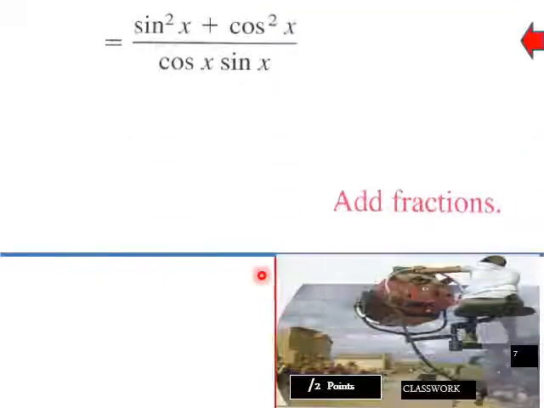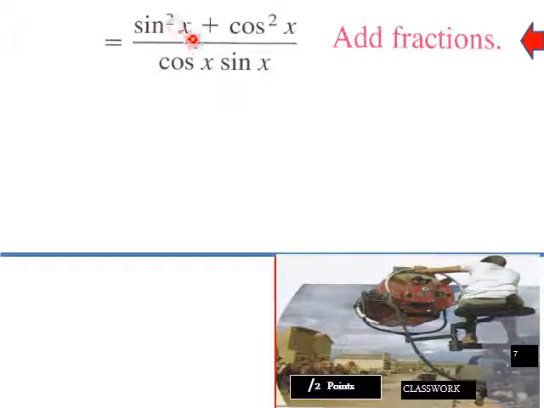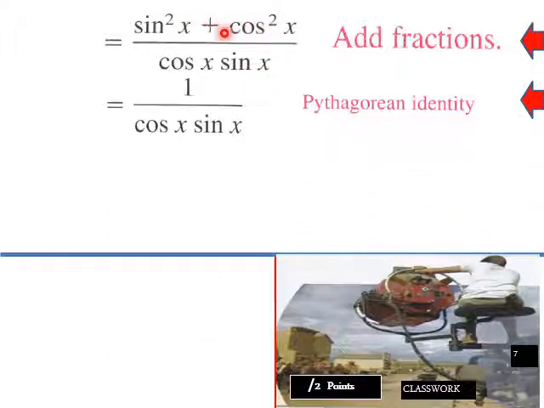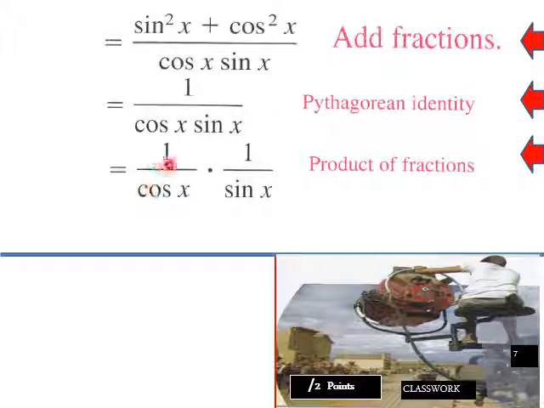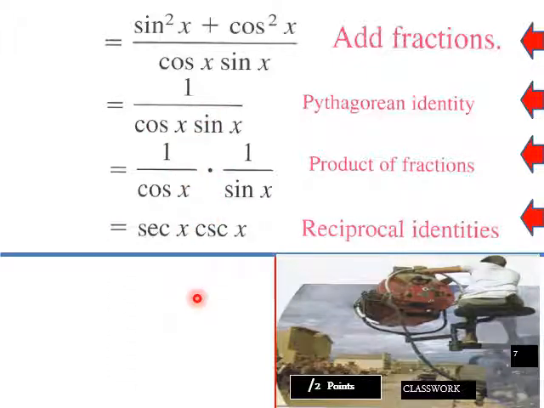And then once we've done that, sine squared x plus cosine squared x over cosine x sine x, we're going to add these fractions now. We end up with this up here in our numerator, and then we end up with a 1 over, equal to 1 up here over our denominator, which is cosine x sine x. And then now we can multiply cosine x times sine x, and we get secant x cosecant x as a reciprocal identity.